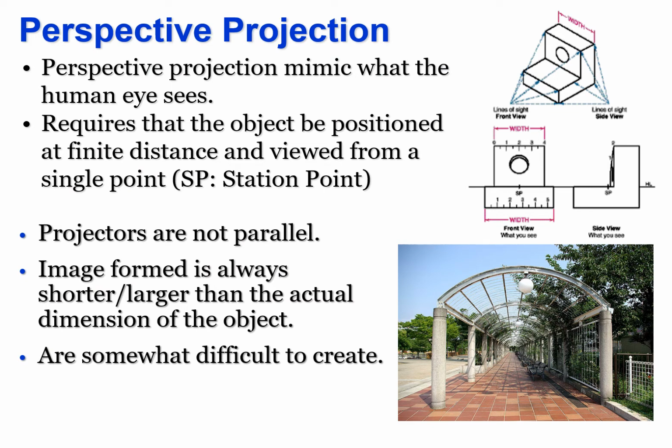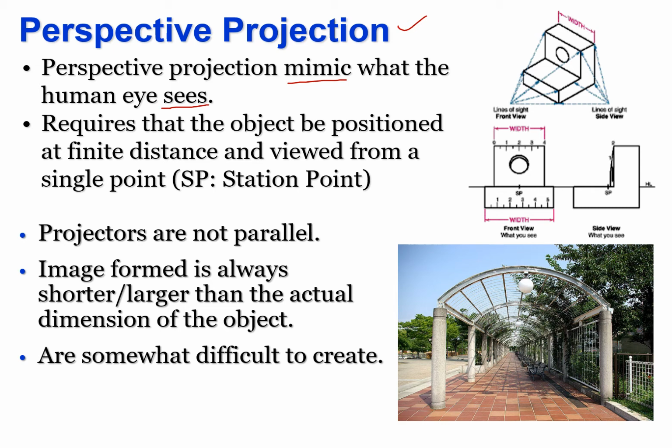So, perspective projection, as we already discussed briefly in the previous lecture, mimics what the human eye sees. Whatever we experience through our vision in our daily life is a perspective projection that is being made in our brain, in our vision center, and we see different objects with the help of our eyes. But that is again a perspective projection inside our brain.